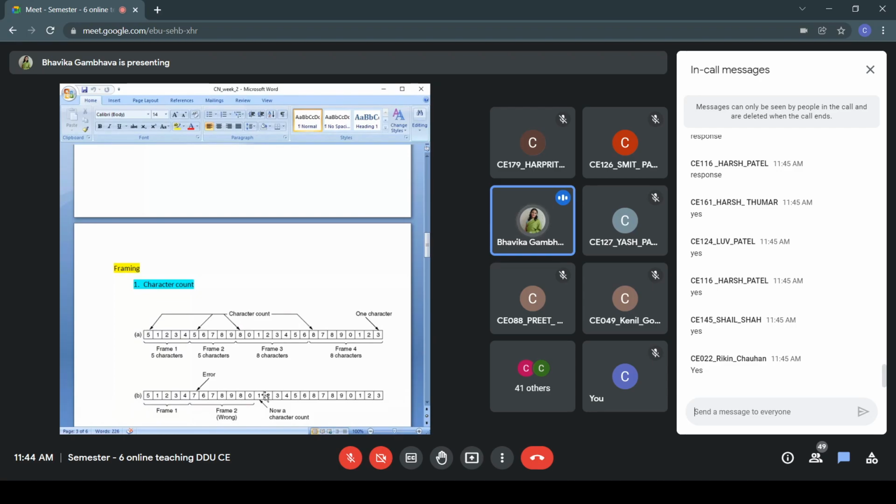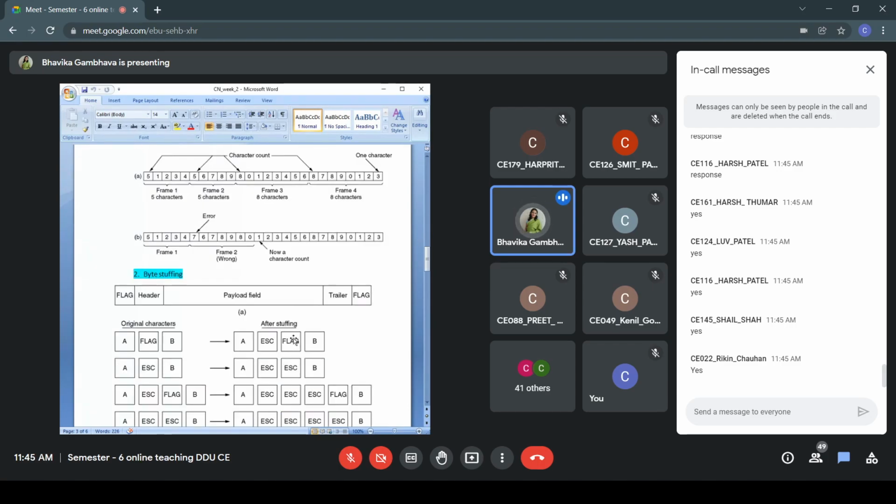So all the frames will not be correctly determined by the receiver, and from the transmitter we will have to send all the frames again. So that violates the basic idea of framing. Framing was done so that whichever frame is problematic, only that can be resent. So we said that this character count is not a very practical approach through which we will be able to deliver data efficiently. So the next one was byte stuffing.